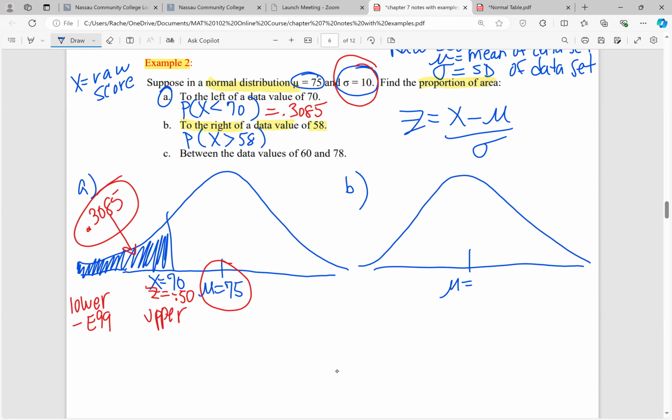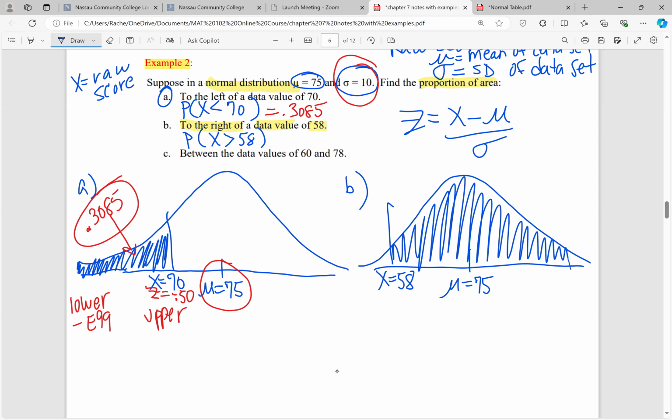So the mean is 75. And 58 is less than 75, right? So I'm going to put x equals 58 to the left, because on a number line, 58 is to the left of 75. But we want to shade the area to the right or greater than. So this is the area that I want to find. And let's use the calculator.